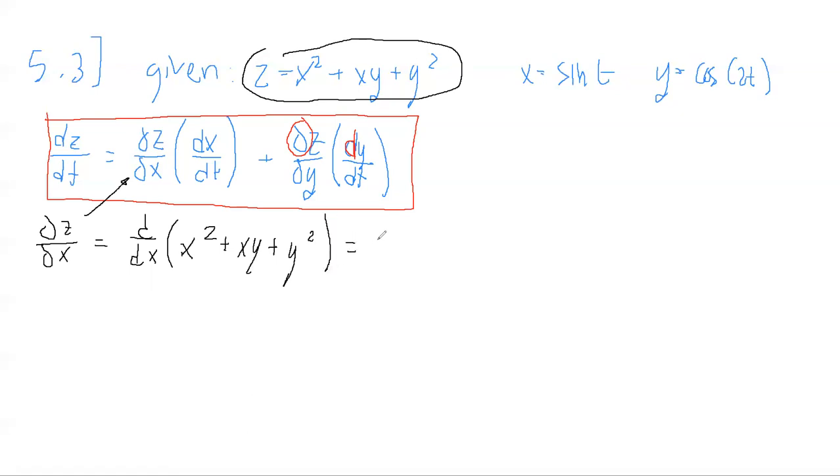And that's simply 2x plus y. Why? Because x squared will just be 2x, xy will just be y, and there's no x values here, so this will just be 0. So that's your partial derivative with respect to x. Now let's do it for the y value, z sub y.